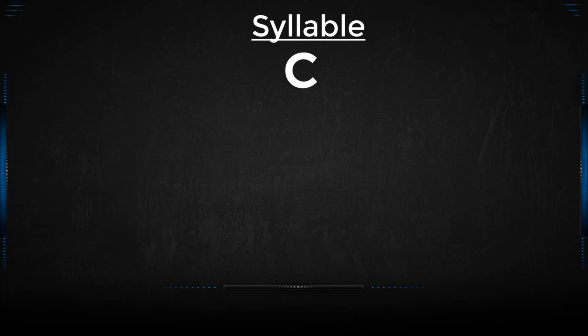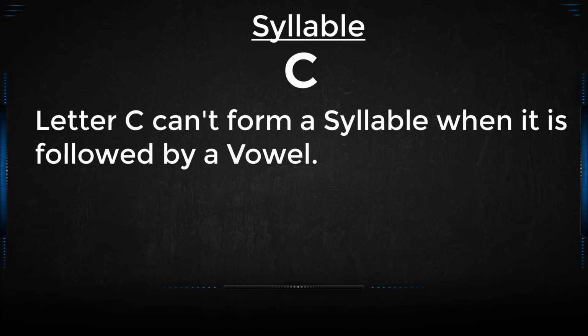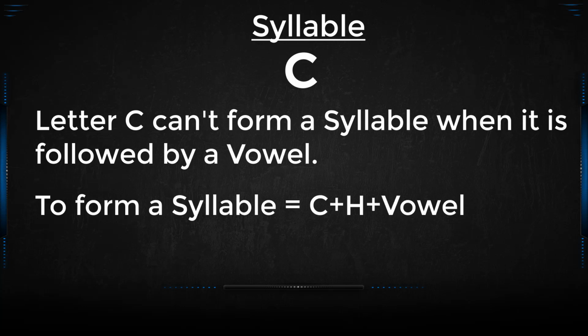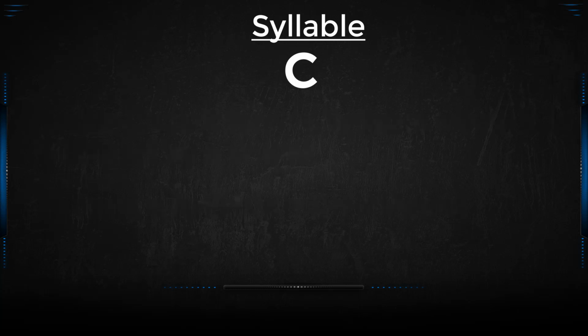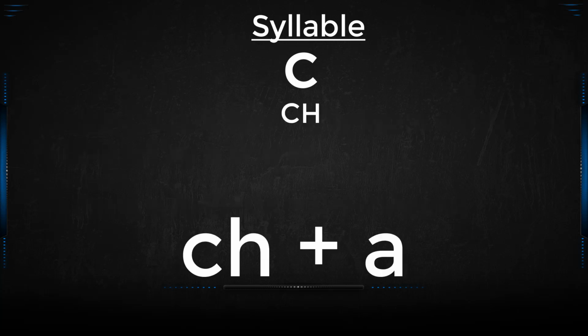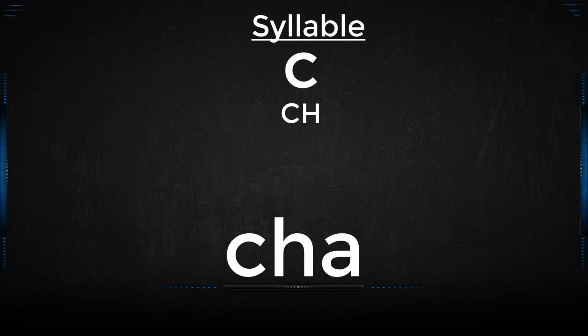Now we're going to letter C. The consonant C in Swahili can't form sounds on its own. In most cases, or in all cases, it has to be accompanied by the letter H. So the sound this time is going to be C and H. If you take CH and add an A, it forms cha. We pronounce it as cha in Swahili.